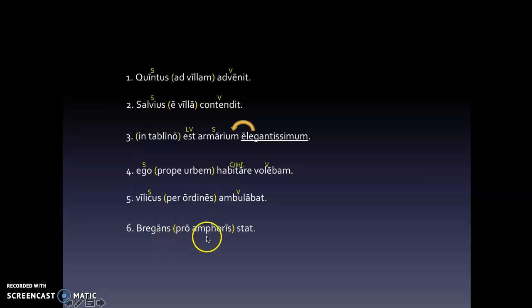Pro amphoris. Pro is a preposition, it means in front of. Amphoris is an ablative, so this is our prep phrase. We've got a nominative subject, we've got a verb, so Bergans stands in front of the amphoras.